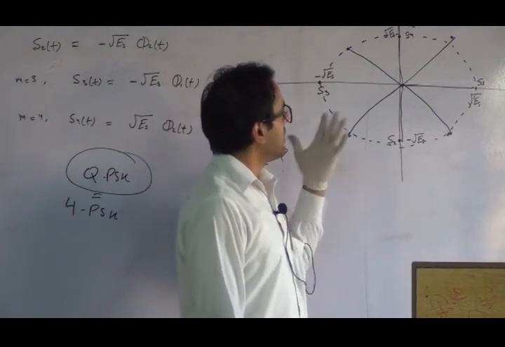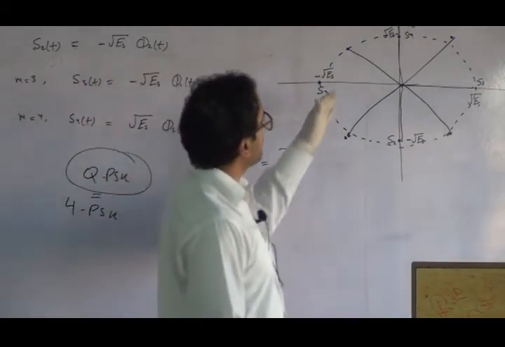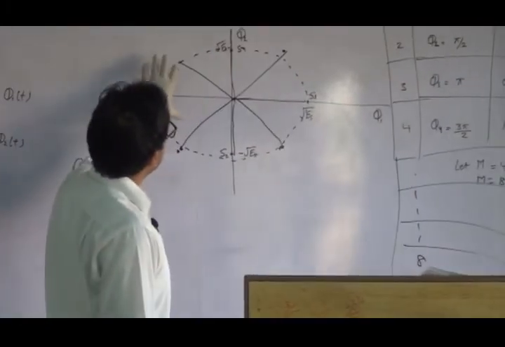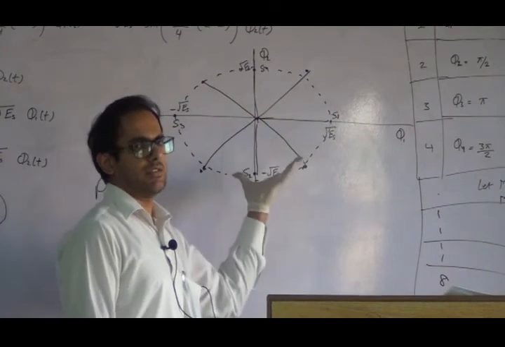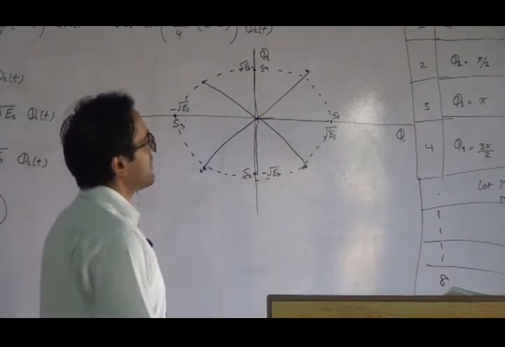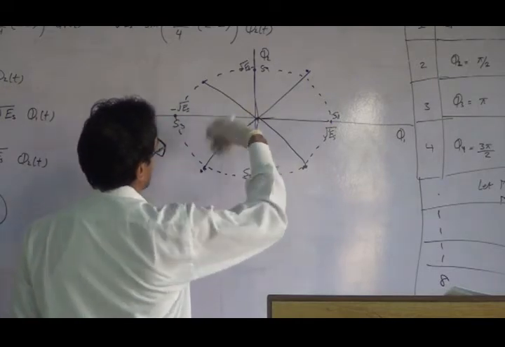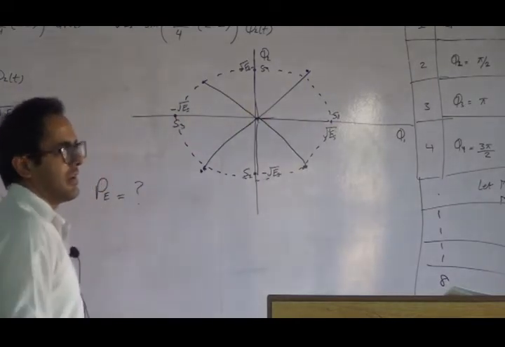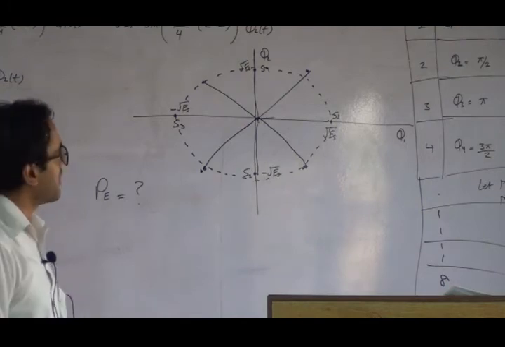And this is something which will increase your probability of error, since you are getting more decision regions as you populate more and more signals here in this constellation diagram. And it's very likely that the received signal may fall in the other decision regions, and hence will contribute towards the probability of error because of the noise.